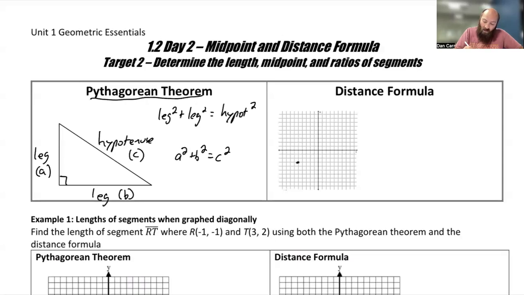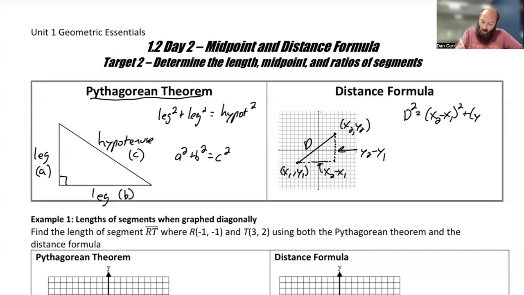Let me just pick two random points. I don't actually care what their values are. We're finding the length of that, calling it distance D. So let's call this one x1, y1 and x2, y2. The idea here is that if I model this length going in the x direction, we can call this x2 minus x1. That's this length here. This length is going to be y2 minus y1. So using our Pythagorean theorem, that means the distance squared is equal to x2 minus x1 squared plus y2 minus y1 squared.